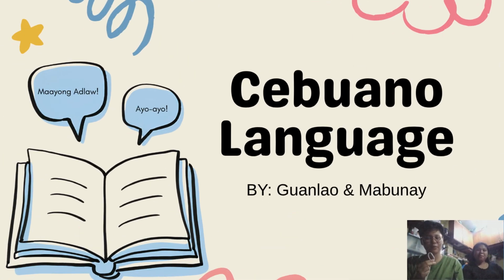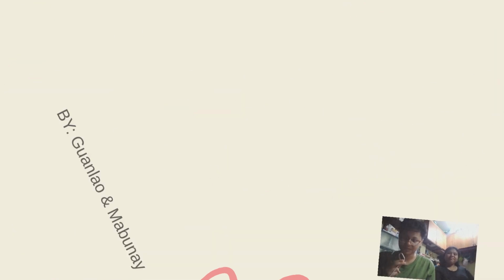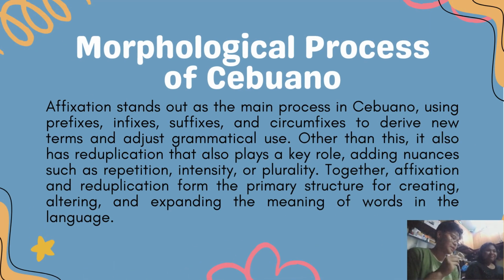We are here to present part 3 of our language comparison project, focusing on the morphological information of the Cebuano language. In this section, we will explain how words are formed, structured, and modified, from roots and affixes to the creation of nouns, verbs, adjectives, and adverbs. We will also show how Cebuano follows a consistent, systematic pattern that makes it such a rich and expressive language. We will talk about the morphological information.